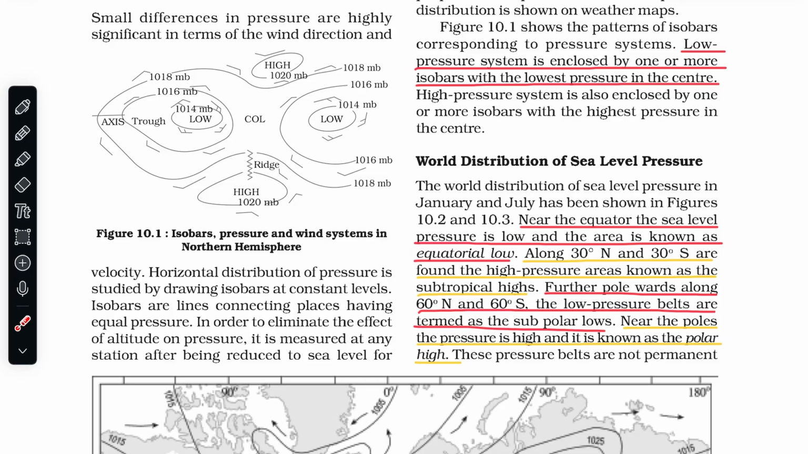Low pressure system is enclosed by one or more isobars with the lowest pressure at the center. So this is the lowest pressure. This is enclosed by two isobars, and this one also surrounding somewhat. This is the innermost isobar circle. It has the lowest pressure. So low pressure system is enclosed by one or more isobars with the lowest pressure in the center. High pressure system is also enclosed by one or more isobars with the highest pressure in the center.